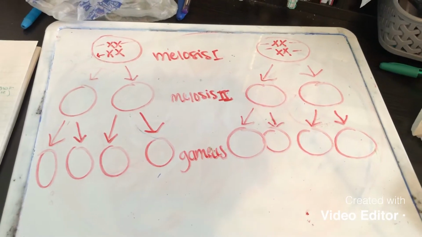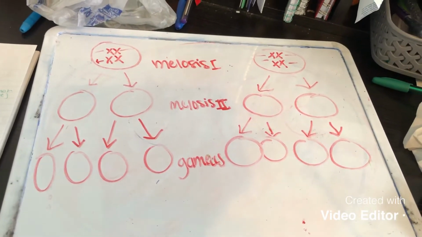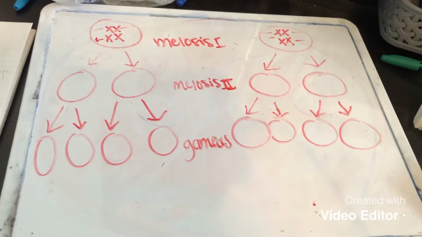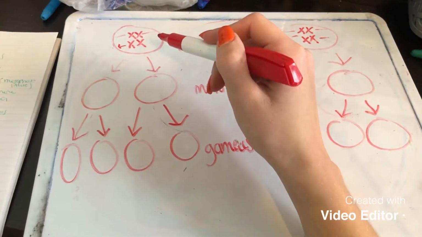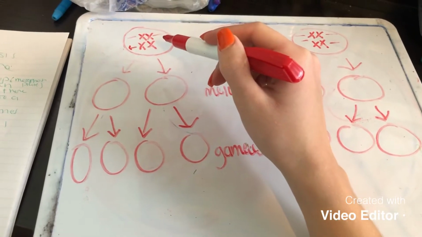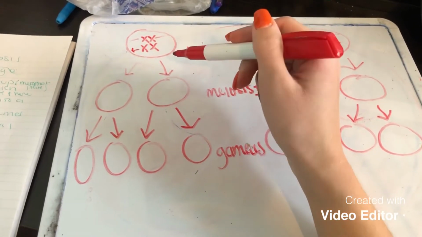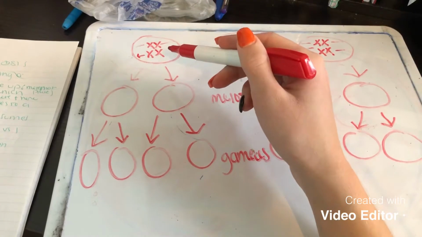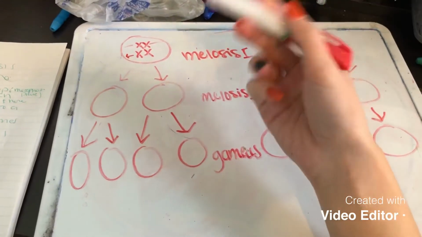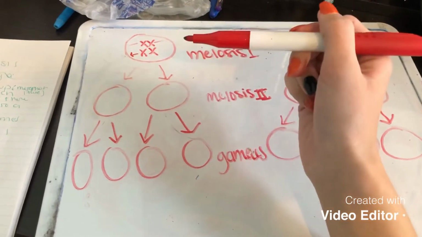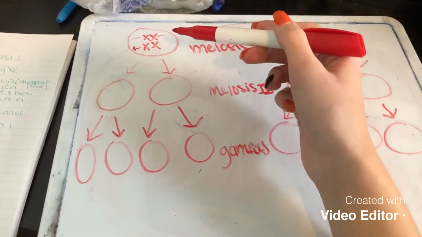Okay, so here is non-disjunction in meiosis 1 and meiosis 2. First we start off with homologous chromosomes lining up on the metaphase plate. We would actually have 46 in here, which will then be split into 23, 23, 23, and 23. But for example, I'm just going to do 4. So here we have 4 in anaphase.